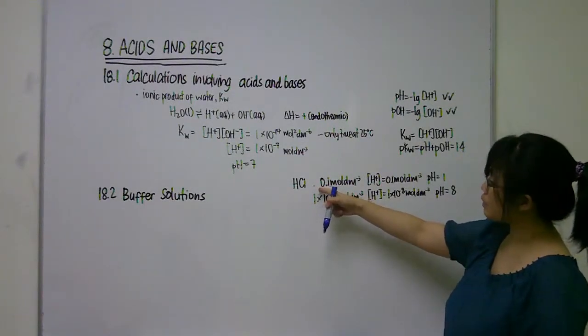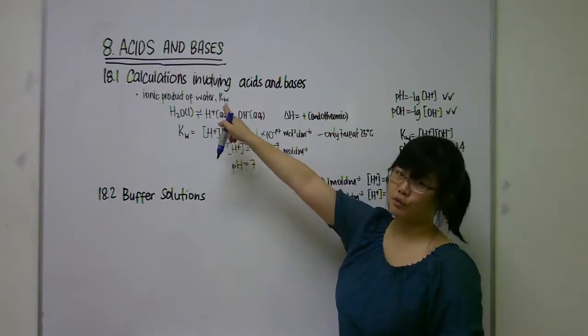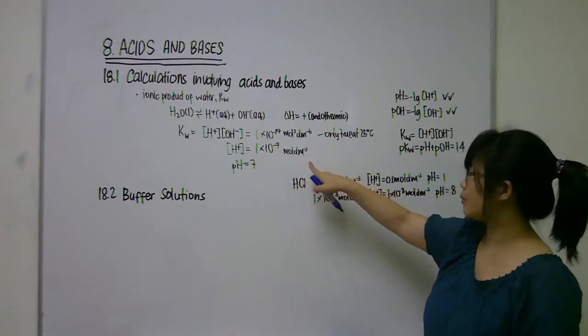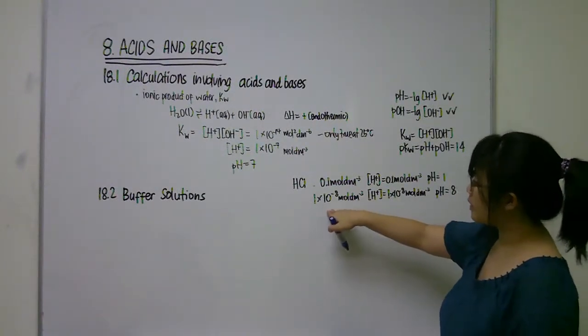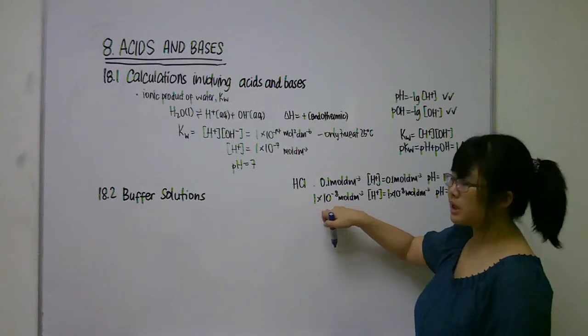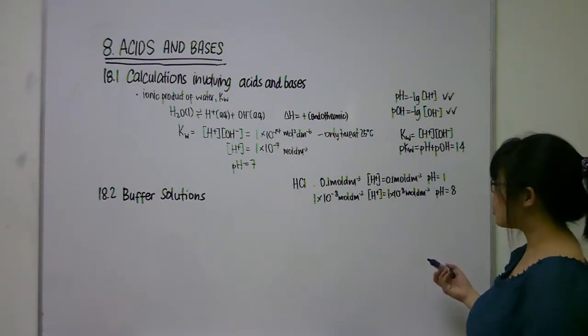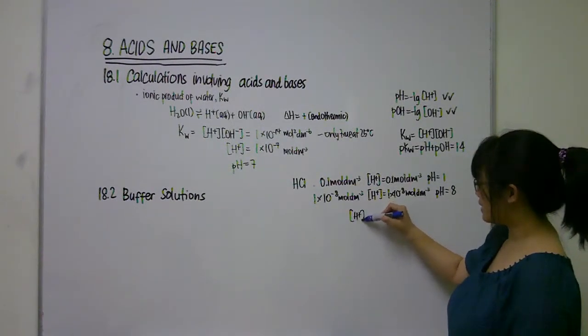Usually when we calculate all these things, we ignore the H plus concentration from water because it's very, very small. 1 times 10 to the power of minus 7 compared to 0.1 is really small, so we ignore it. But when the H plus from the acid is really low, the H plus from water becomes significant. Okay? So to simplify it, we can just add them together.